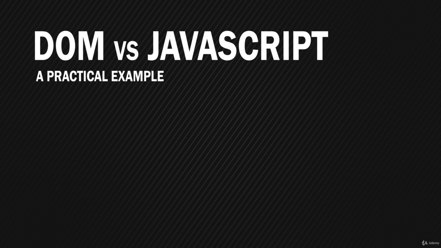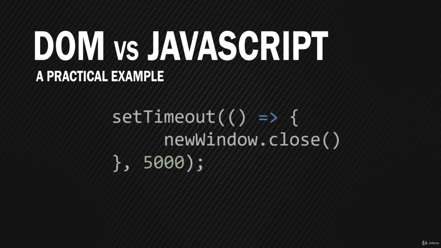Okay, let's get the setTimeout function on the screen. You can see it there. You remember what we did? We took our new window, we then accessed the method close on it, and we did all this within 5 seconds. Okay? Now, what is the DOM API?